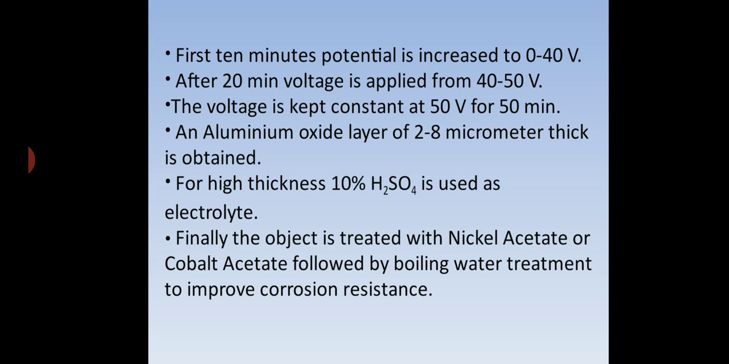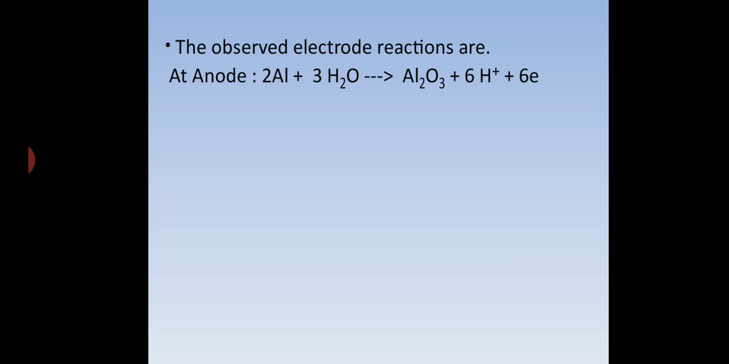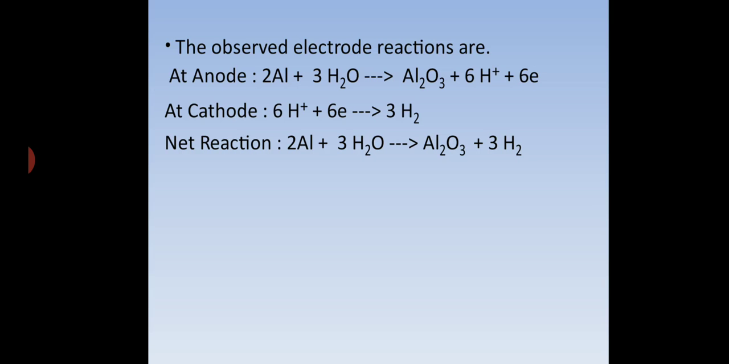This was the process. In a similar way, let us see what all the reactions are. The observed electrode reactions are: at anode, 2Al plus 3H2O forms Al2O3 plus 6H+ plus 6 electrons. At cathode, 6H+ and 6 electrons combine to form 3H2. Net reaction: 2Al plus 3H2O forms Al2O3 plus 3H2.